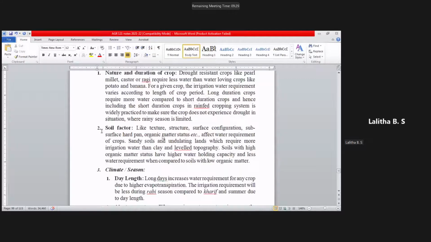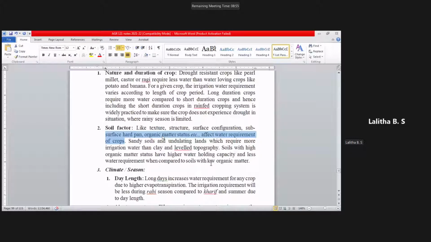The important factor is the soil factor: texture, structure, surface configuration. If the surface configuration is plain, with zero slope, then the requirement will be less. Then subsurface earth and organic matter, all these things also affect it. Sandy soils and undulating land require more irrigation than clay and level topography.